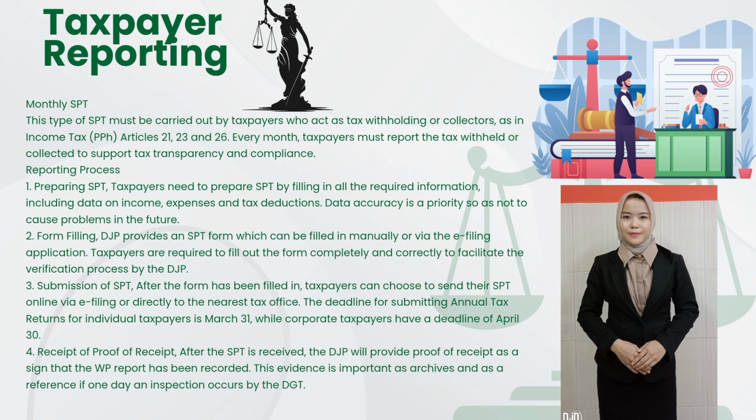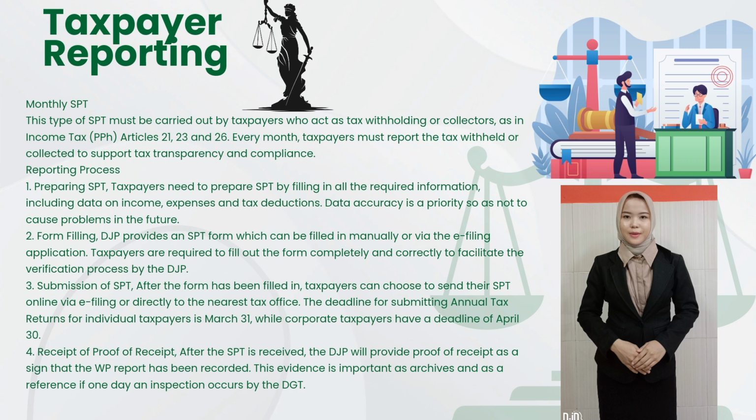Reporting process. 1. Preparing SPT. Taxpayers need to prepare SPT by filling in all the required information, including data on income, expenses, and tax deductions. Data accuracy is a priority so as not to cause problems in the future. 2. Form filling. DJP provides an SPT form which can be filled in manually or via the e-filing application. Taxpayers are required to fill out the form completely and correctly to facilitate the verification process by the DJP.